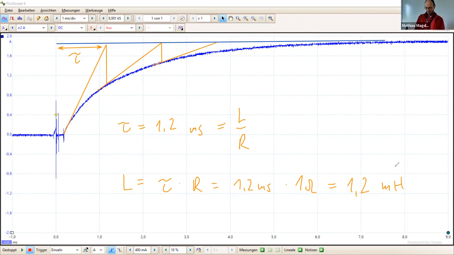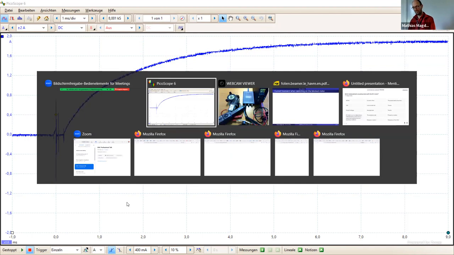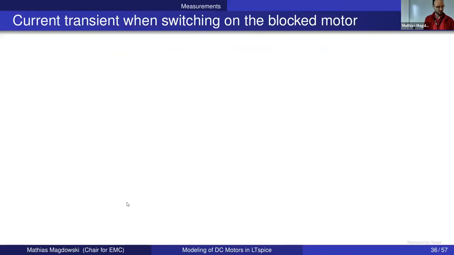Okay. So let me take a picture of this. And so now we have inductance and resistance on the electrical side, and so now we can repeat the same stuff with the motor really running.